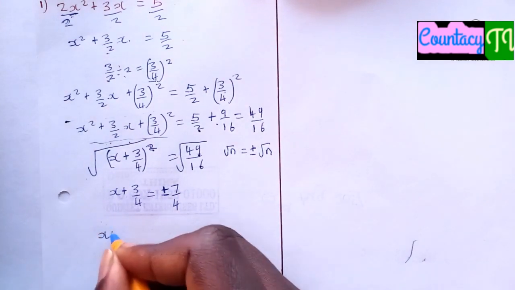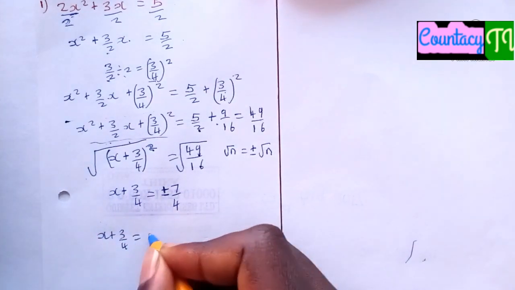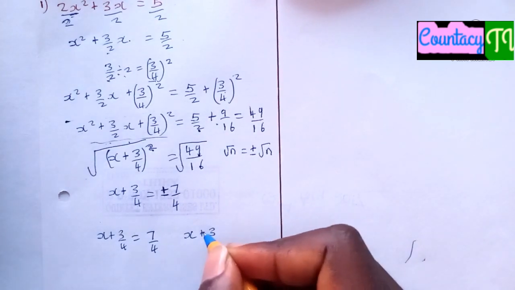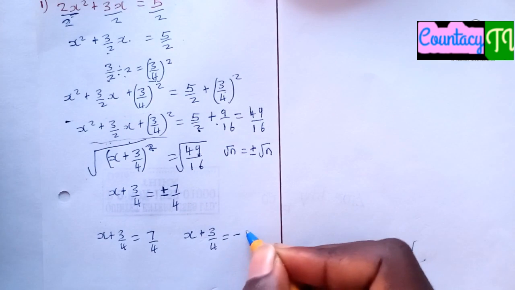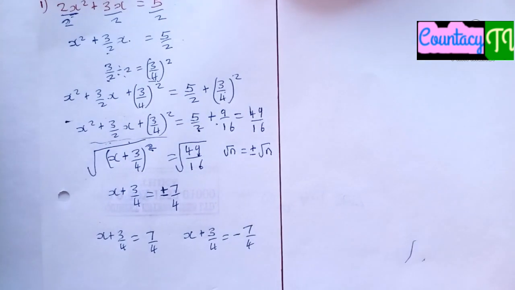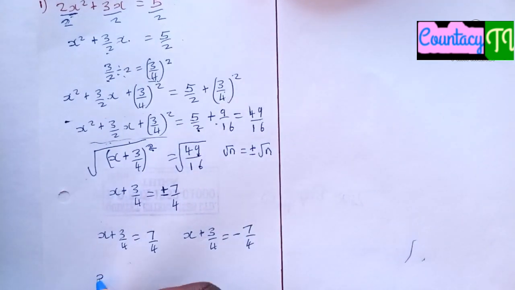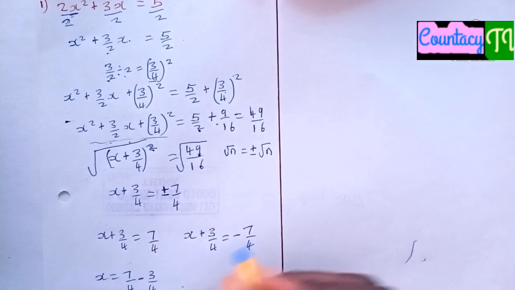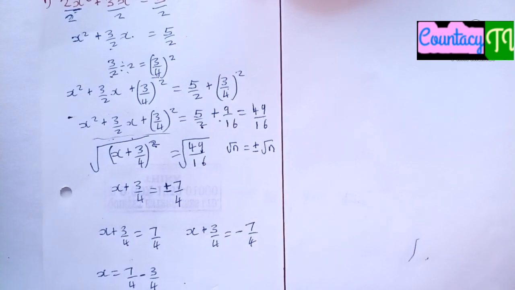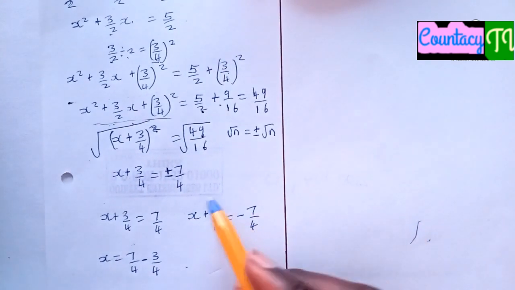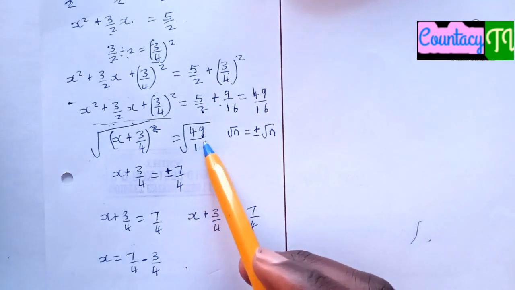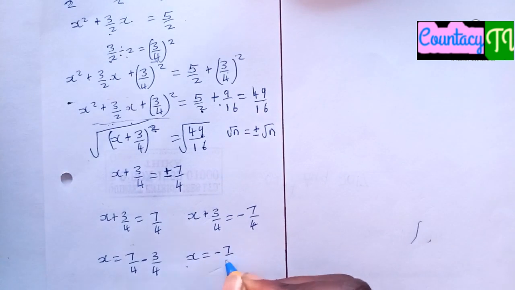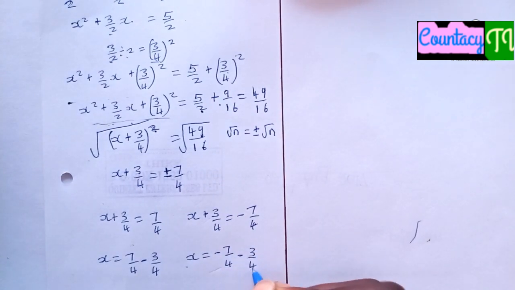When we've got (x + 3)/4 equals positive 7 over 4, or we can have (x + 3)/4 equals negative 7 over 4. When you have this case, we have our x as 7 over 4 minus 3 over 4. While on the other case, considering the square root of 49 over 16 as negative 7 over 4, we have our x as negative 7 over 4 minus 3 over 4.